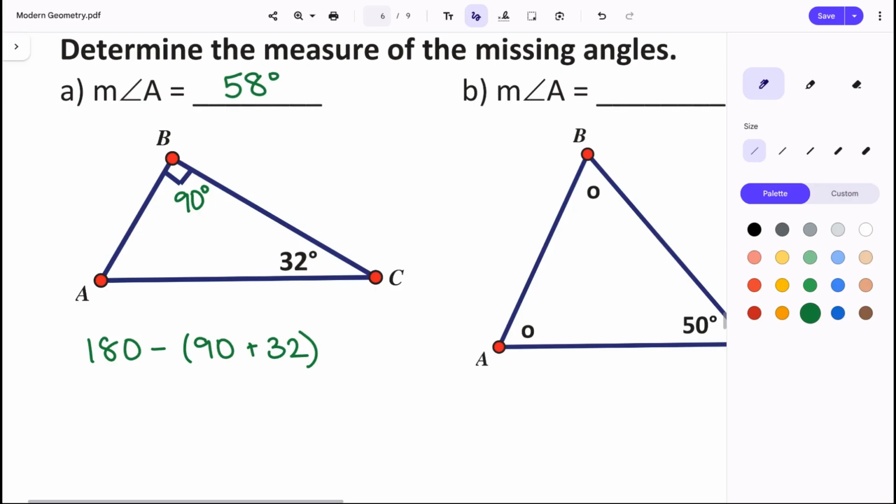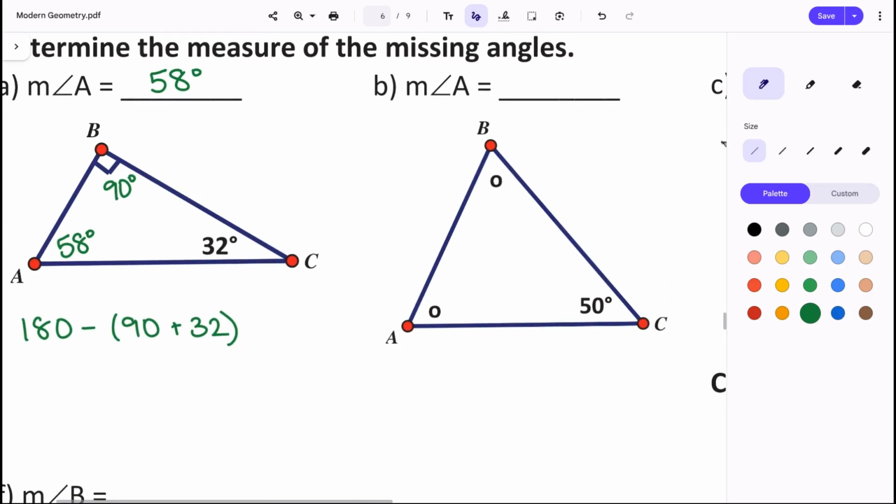How could you check that you did your math right there? If you plug it in, so if you know that this is 58, what should those three angles do? Add up to 180. They should add up to 180. So if you wanted to do that really quick and add them up, that would be an easy, fast way to figure out if you did it right and you got the correct number there. Okay, let's go down over here to B.